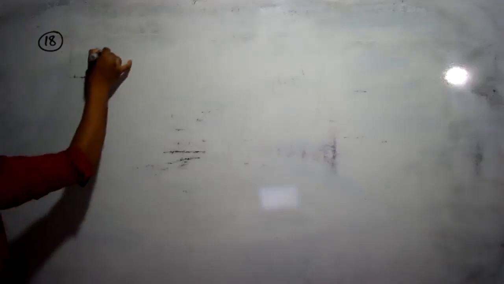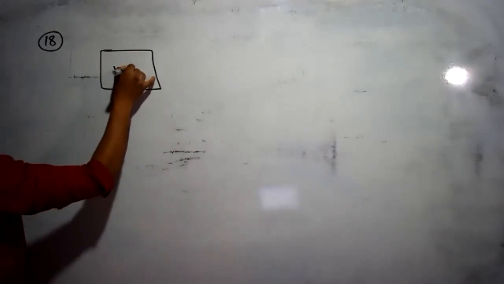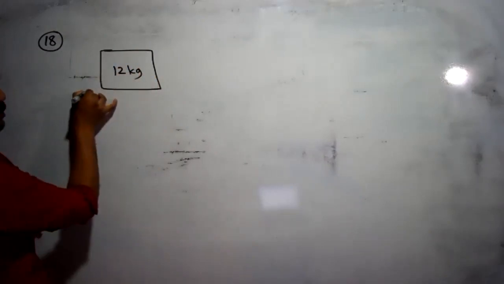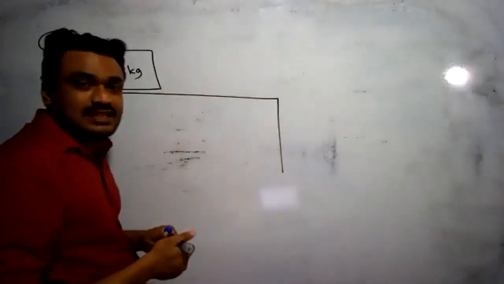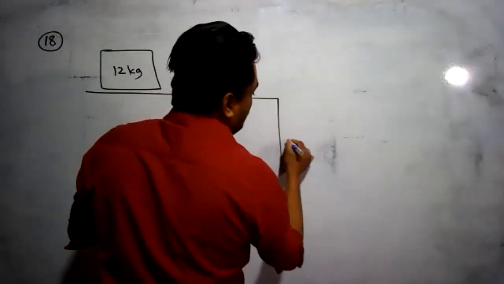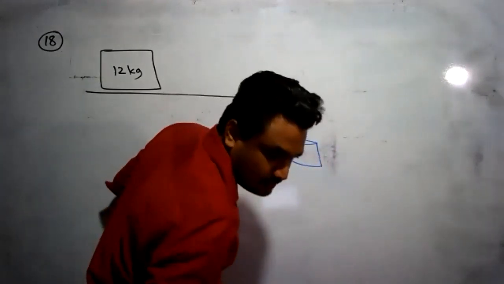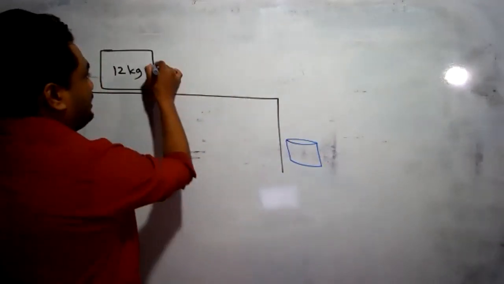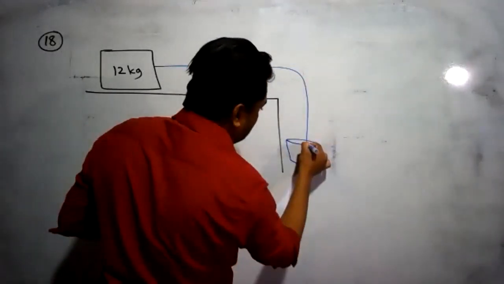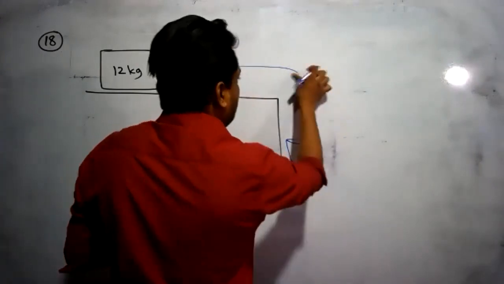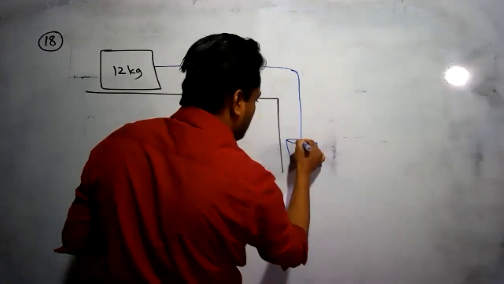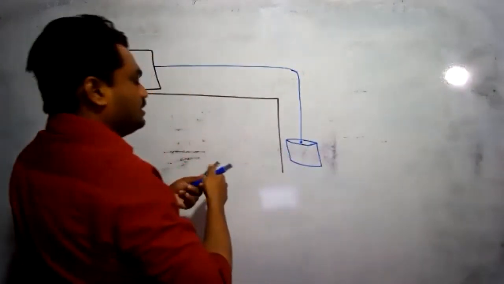Okay. So this is question number 18 of 600 questions tute. There is a box of mass 12 kilogram. It is kept on a rough table. It means the friction forces are there. Then there is an object of some kilograms. They are connected by a light inextensible string.